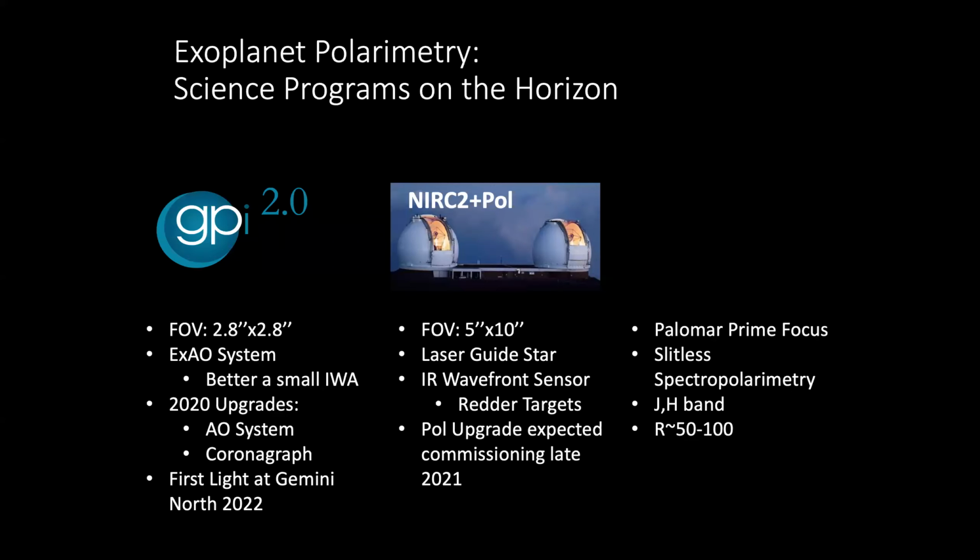Yeah, so most of the GPI 2.0 upgrades are going to be to the AO system and coronagraph system. Where that benefits us for disk science is mainly lowering the speckle noise floor. Most of our observations of debris disks so far were limited by photon noise from the uncorrected speckles. And as those speckles get pushed down, so do our noise limits for disk imaging. So I think that's going to be the main advantage of GPI 2.0 for disk imaging, which is great.